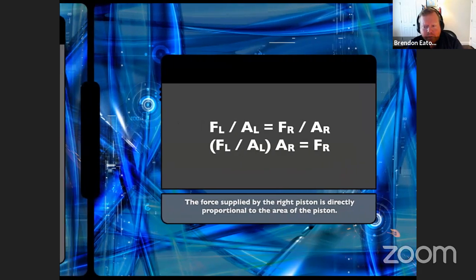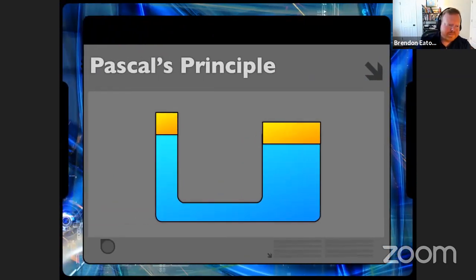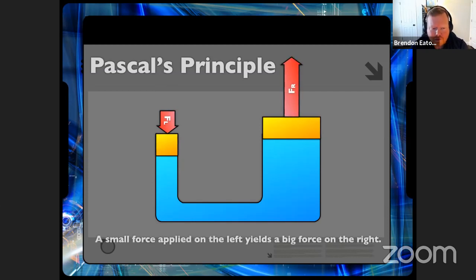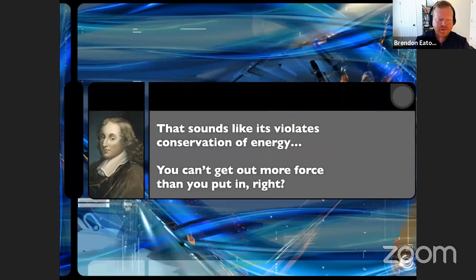Now, the force applied by the right piston is directly proportional to the area of that piston. So looking at the diagram again, if you push with a small amount of force on the left-hand piston, what that yields is a very large force on the right-hand piston. And the way that this works has to do with conservation of energy.